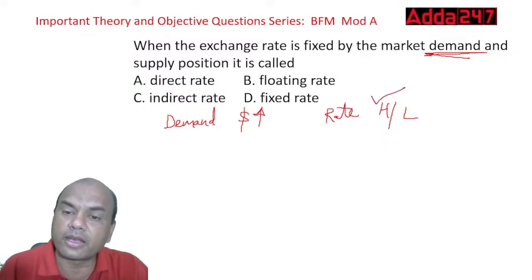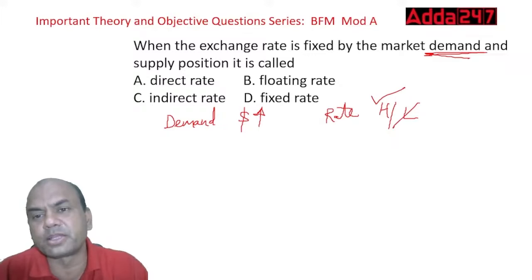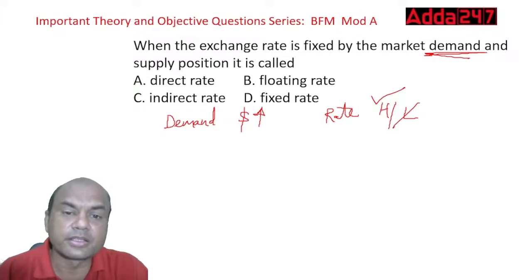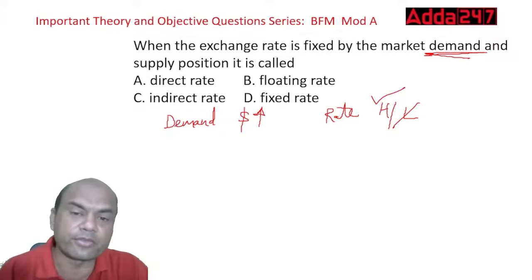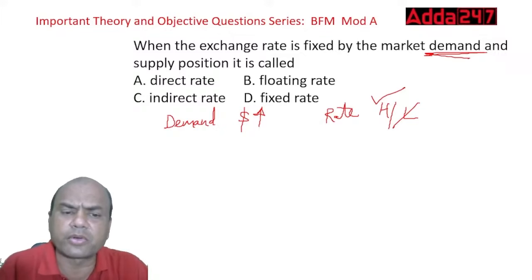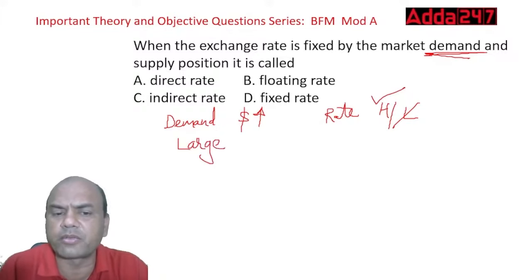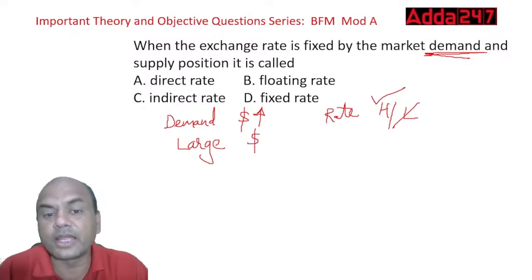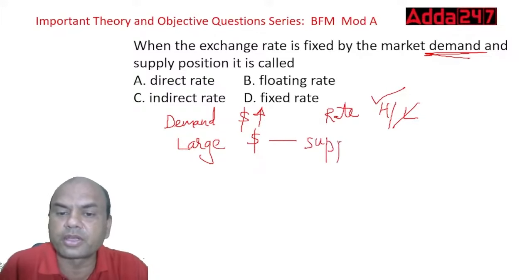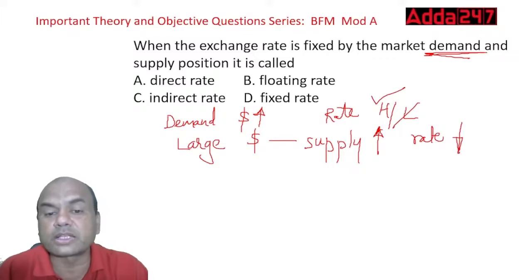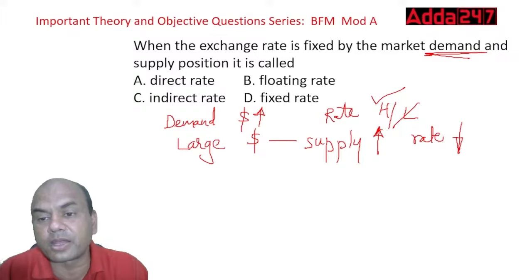It is high, correct? Our logic is very simple. If the demand for any commodity is high, the rate for that commodity will go up. When does this happen? This happens when you have huge fund flows coming in. Suppose in India, a large amount of dollars is coming in, everyone is investing dollars. Then the supply will go up. If supply goes up, the rate goes down. So when large dollars come in, the supply of dollar goes up and the rate goes down.